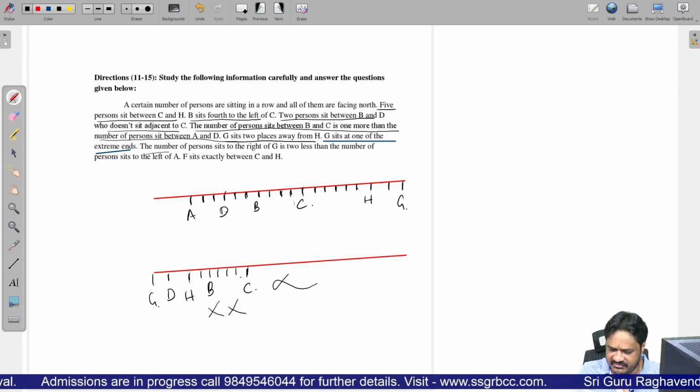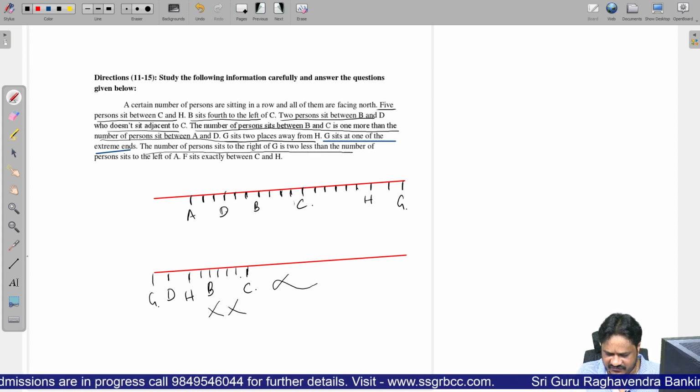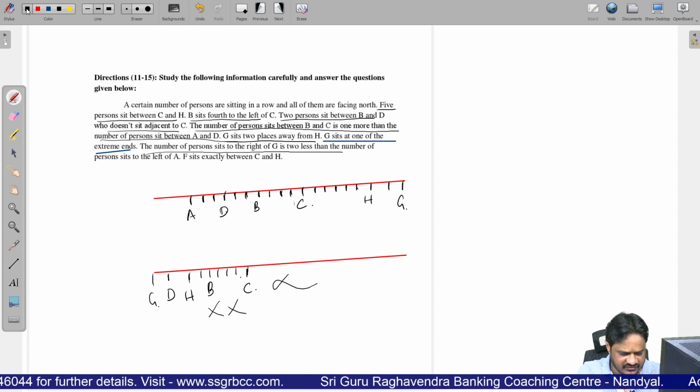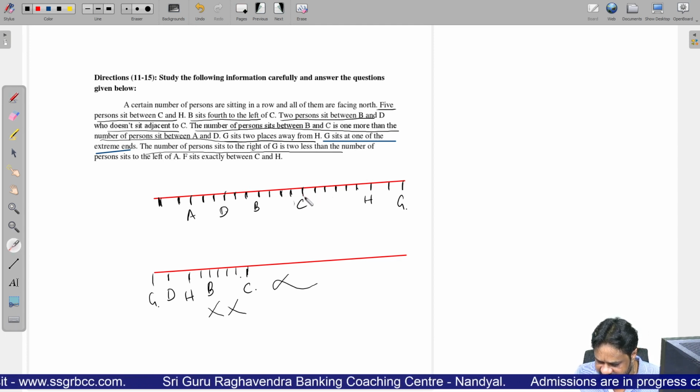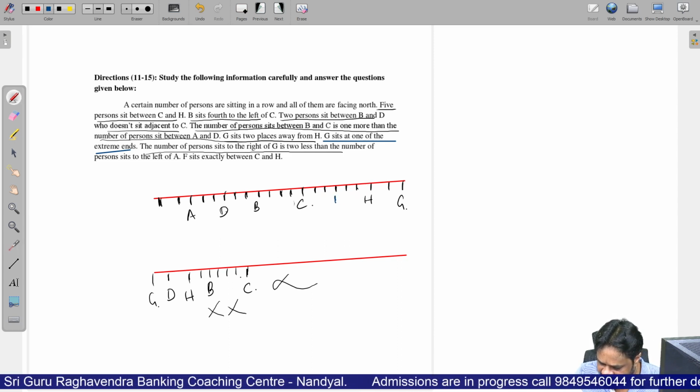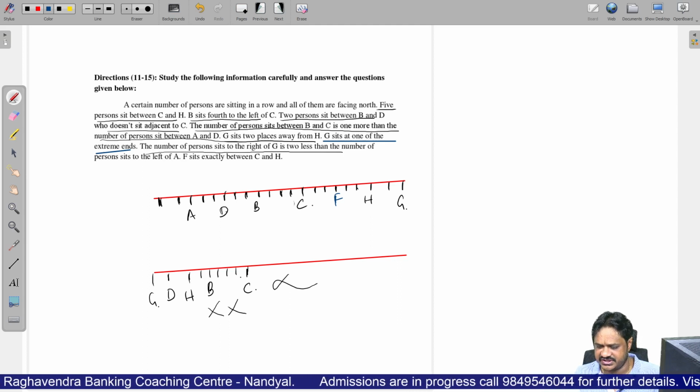Then, the number of persons sitting to the right side of G. To the right side of G, no one is sitting. He is two less than the number of persons sitting to the left of A. That means to the left of A, two persons will be sitting. F is exactly in between C and H. Between C and H, 1, 2, 3, 4, 5, 6, 7. So, you take after 3 gap, you write down F.